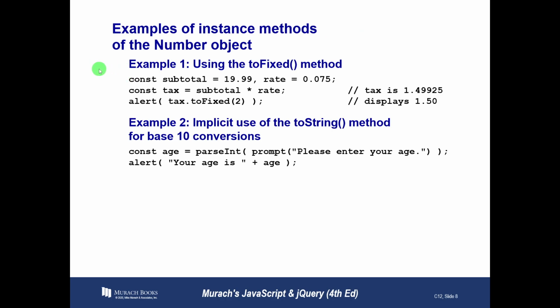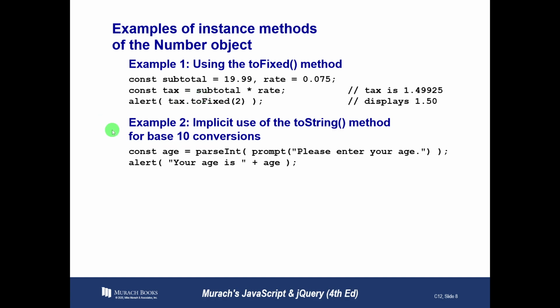So let's look at some examples of that. We have a constant subtotal equals $19.99. The rate is 0.075. We take the subtotal and multiply it times the rate, and we're going to get 1.499925 for our tax. And if we say tax.toFixed and put 2 in there, it's going to round our tax to $1.50.